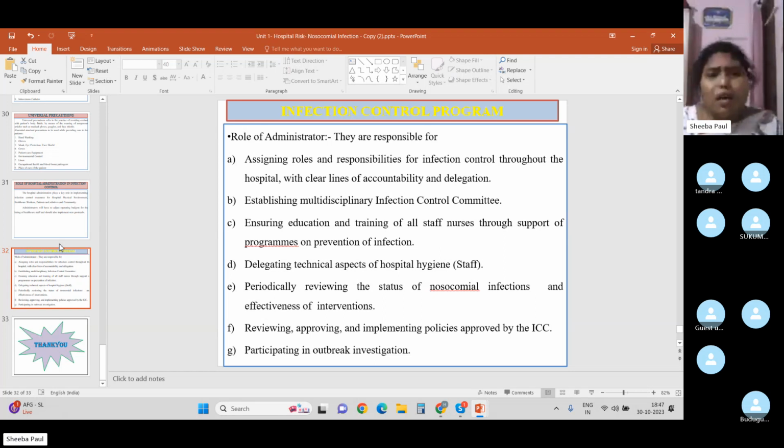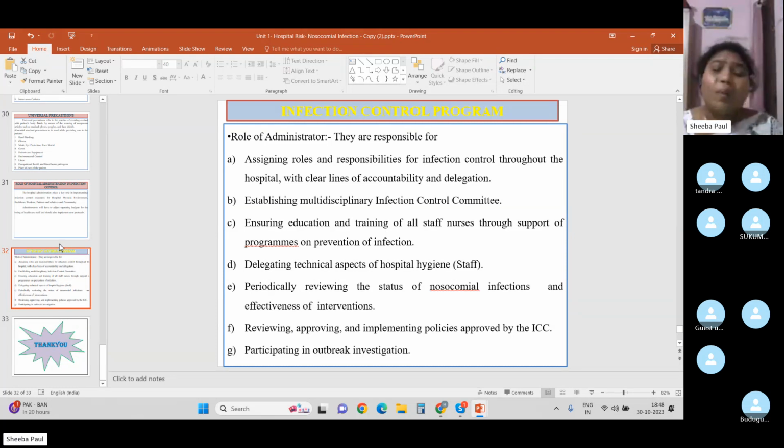Delegating technical aspects of hospital hygiene to the staff especially, and also periodically reviewing the status of nosocomial infections and effectiveness of intervention. So whatever solutions the administration has come up with, they should also follow up on it, review it, and form new protocols, new regulations, and new manuals, so that the whole staff and medical fraternity is aware of it, and it will also help them to prevent further complications while providing care to the patients.